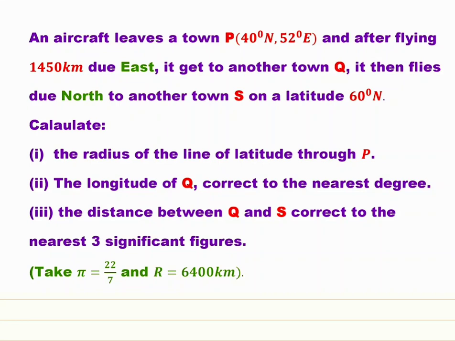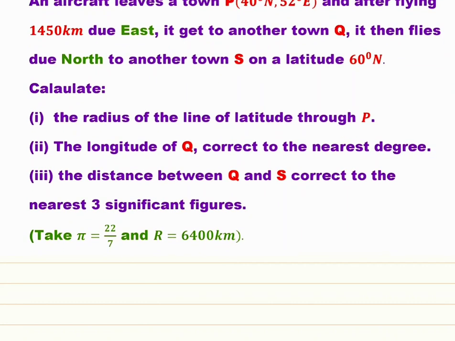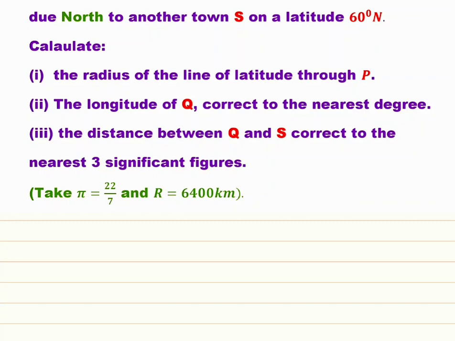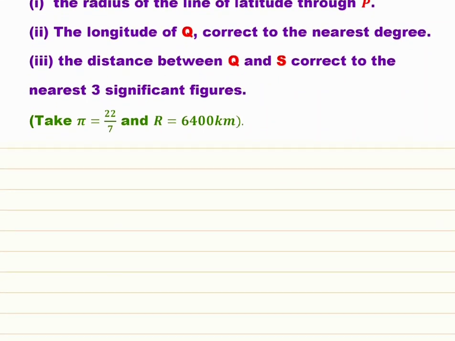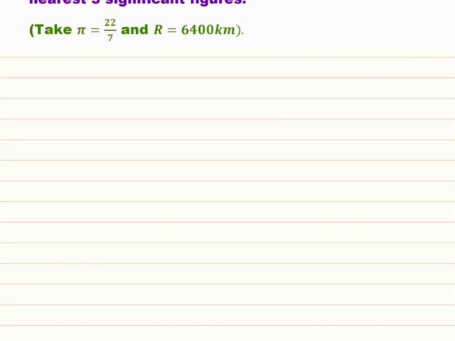We should calculate: Roman figure 1, the radius of the line of latitude through P, that is the latitude of P. Then Roman figure 2, the longitude of Q correct to the nearest degree. Then the distance between Q and S correct to three significant figures. Now everything is correct to three significant figures. So let's move ahead and solve this question quickly.